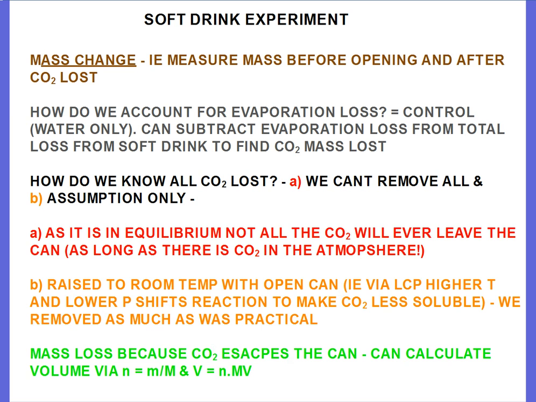So why was there a mass loss, full stop? It's because carbon dioxide escapes from the can. Carbon dioxide's a chemical, it's got mass. We can calculate the volume of carbon dioxide that escaped, because we can figure out the number of moles of carbon dioxide lost based on mass divided by molar mass, and then figure out the volume of carbon dioxide escaped, which is volume equals number of moles times molar volume.